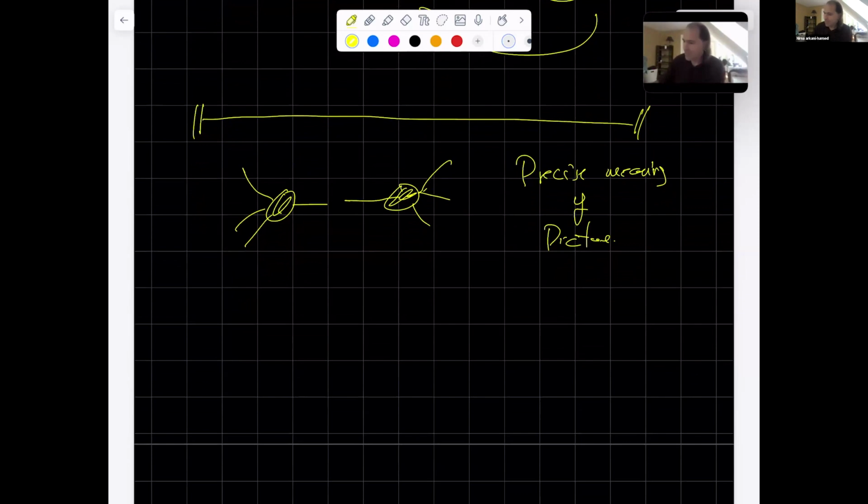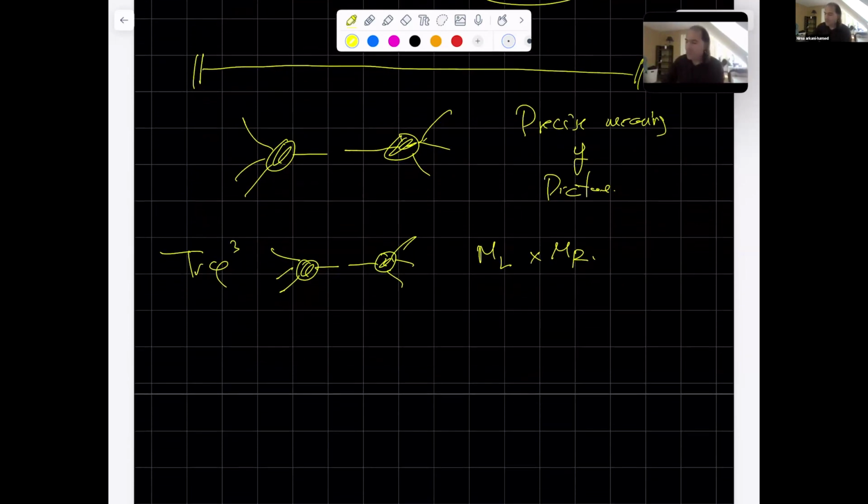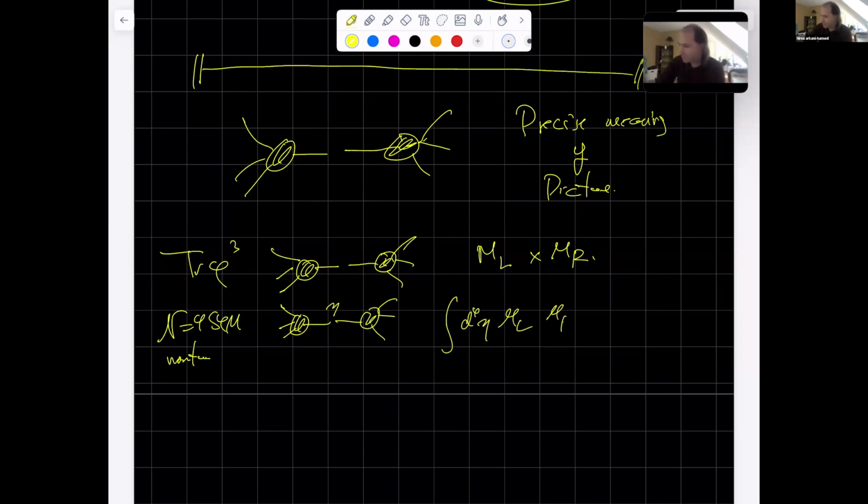For example, if we're talking about trace phi cube theory, then what this picture means is literally simply the product of the left amplitude and the right amplitude. But if we're talking about N=4 super Yang-Mills, let's say in momentum space or standard spinor helicity superspace, then the meaning of this same picture involves an integral over the intermediate Grassmann variables of M left times M right. So it's not a straight product, it involves an integral.